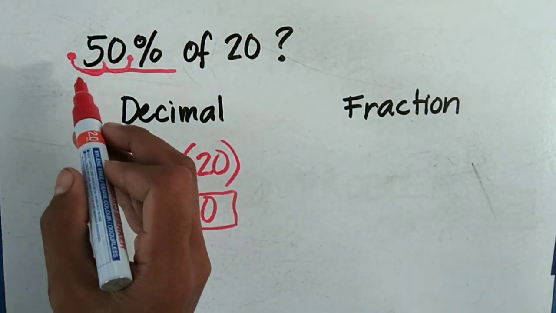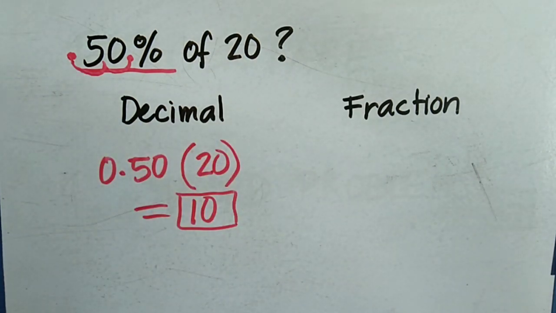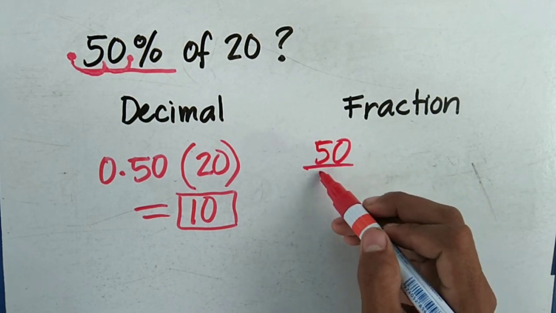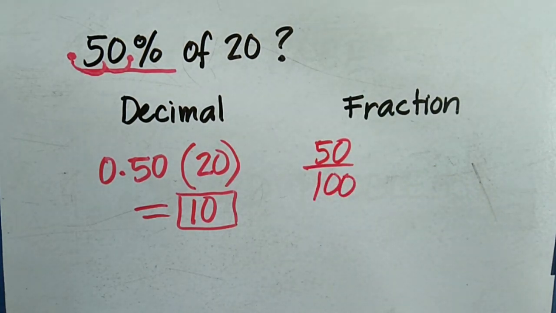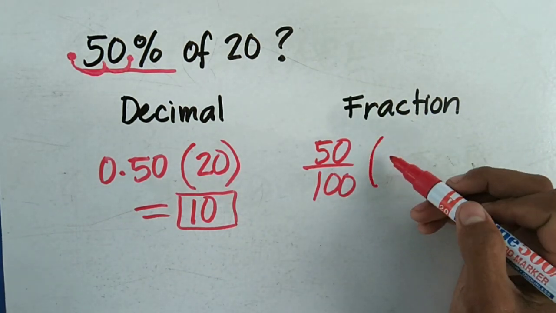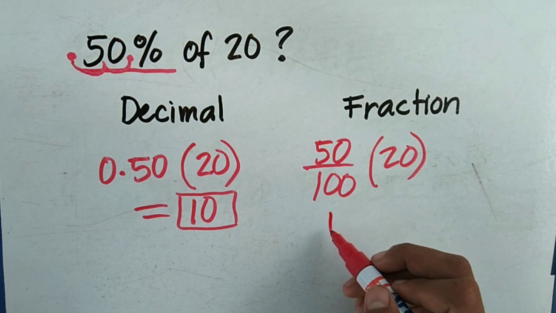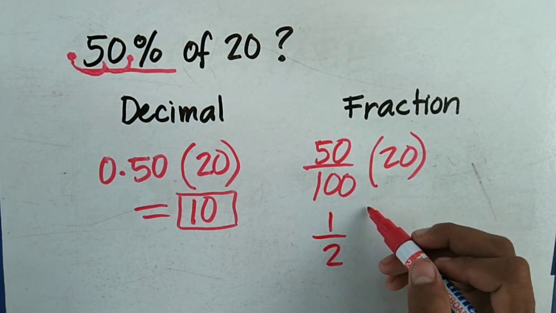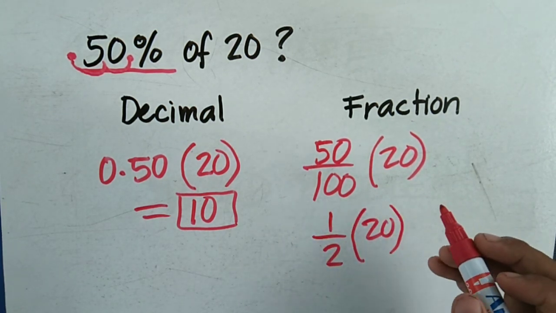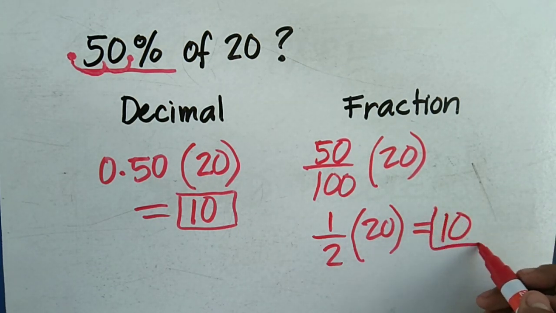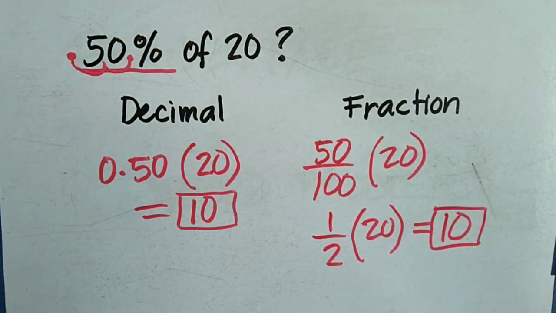Let's have the fractional approach. Ang gagawin natin, yung 50%, i-convert natin sa fraction. We have 50 over 100. Yes, always lalagyan natin ng 100 sa denominator. And 20. So here, 50 over 100 is equal to 1/2. Kasi divisible by 50. And now, 1/2 of 20 is 10. And that is the answer.